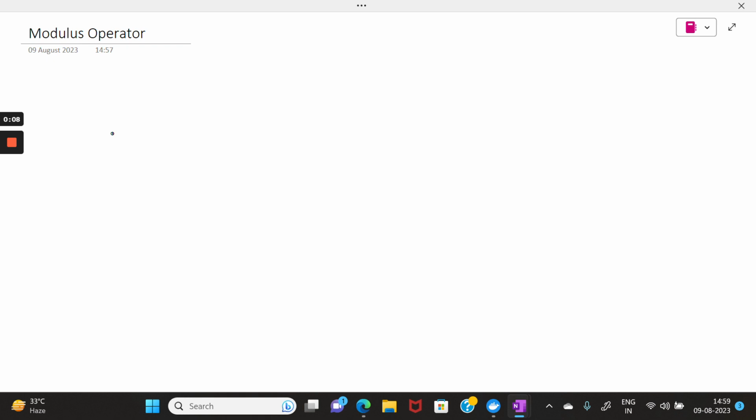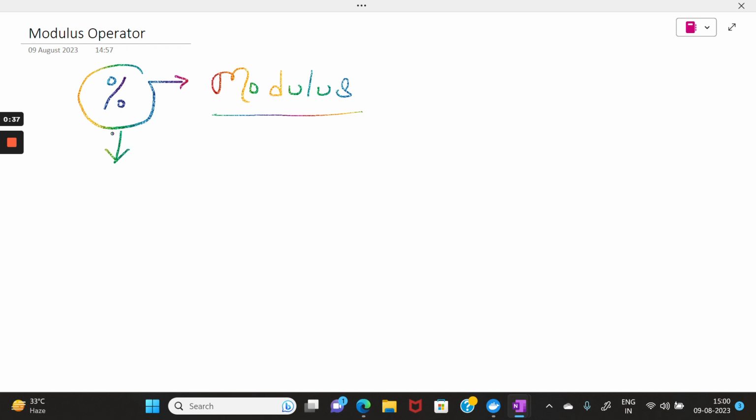Okay, so in this video, we are going to discuss one of the important operators in programming, that is the modulus operator. You see this? This is the symbol for the modulus operator, or the modulo operator. This operator is very common in programming and obviously in cryptography and all. So what is this operator and what does it do? When it acts upon two operands, it gives the remainder of the division.